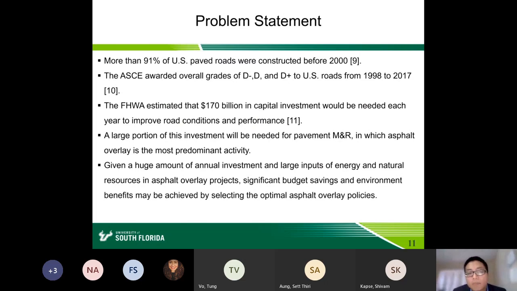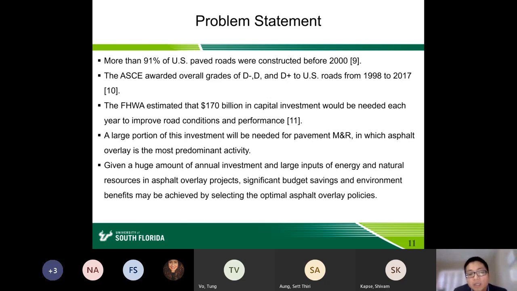In the US, more than 19% of the US paved roads were constructed before 2000, even before 1990. After so long time service, the pavement condition will deteriorate. The ASCE has awarded the poor condition, like overall grade of the D-, D or D+ to US roads from 1998 to 2017.